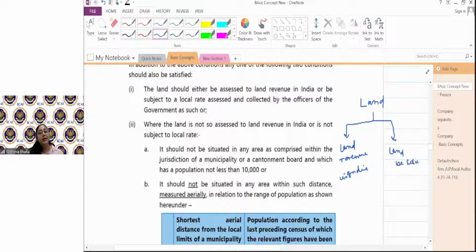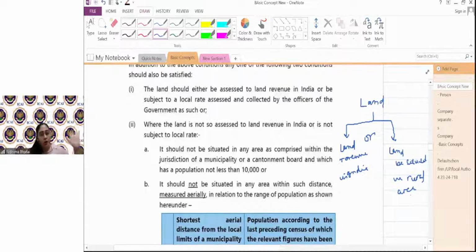If the land is situated in urban area, then any farm building attached to it would not be a situation of exempt income. Either that land should be assessed to land revenue in India, and the land rate or the local rate is recovered by the government officer, or it should be situated in rural area. Now you will say, ma'am, how would we get to know if the land is situated in rural area? So there are certain parameters already defined by the government, that if the land is in this area, it would be rural area. If the land is in this area, it would be urban area. And to classify a rural land or an urban land, it is based on the population and the municipality.